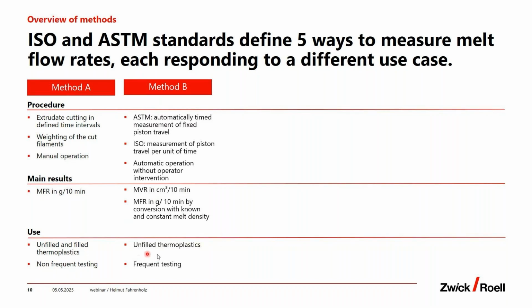It is mainly used for non-filled thermoplastics, because if you have fillers, you have an MVR, this is okay, but you don't have a constant conversion factor because the melt density will have a certain fluctuation with the homogeneity of the glass fiber distribution in the melt. Nevertheless, this is the typical method for frequent testing.